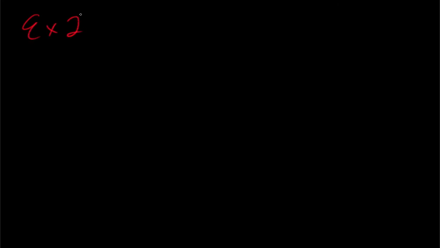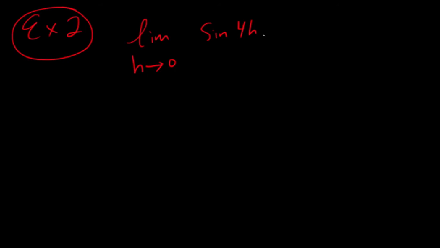Okay, let's try the second example. We have the limit as h approaches 0 of sine 4h over h. What we're going to do, so we try to plug in the 0, sine of 0 is going to give us 0 divided by 0, so it's indeterminate, so that doesn't work out.